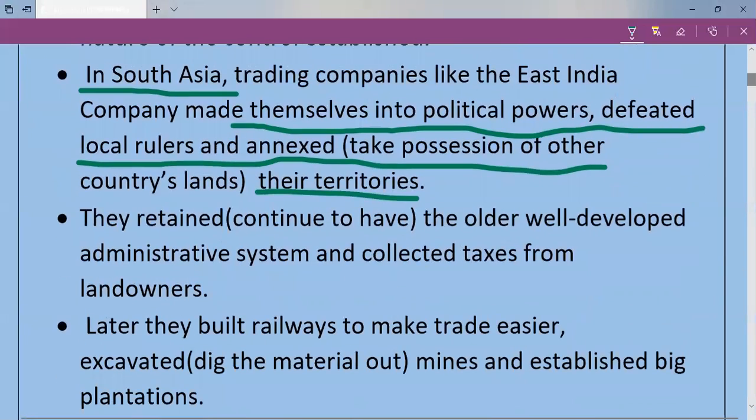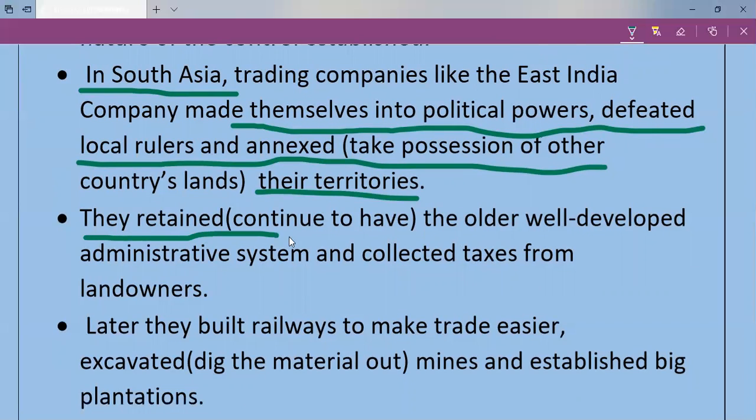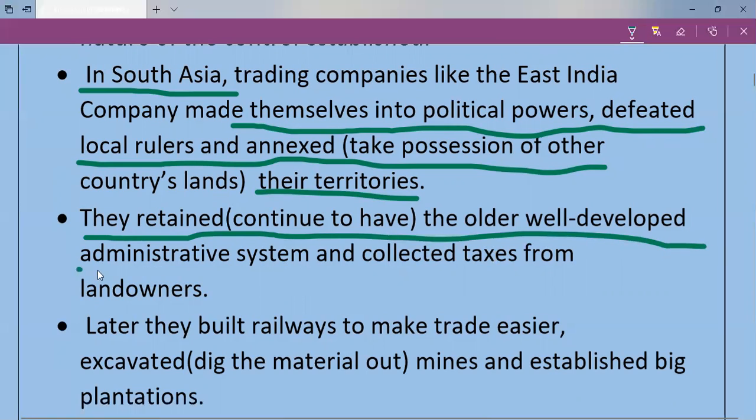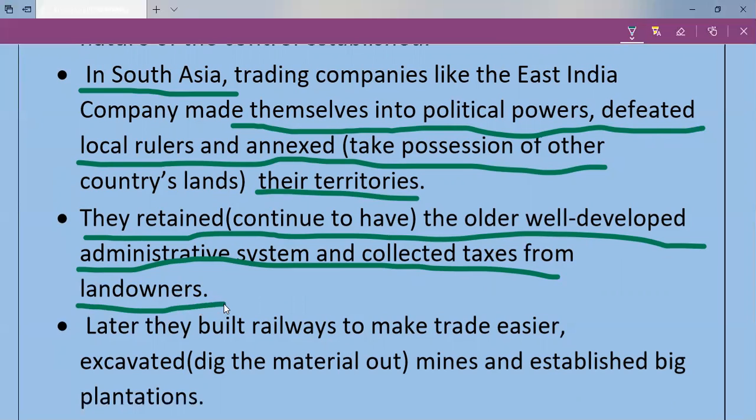They retained the older, well-developed administrative system and collected taxes from landowners, like establishment of local self-government. Then in some places, they also had puppet rulers. So in many places, they retained the old administrative system. They did not change the ruling pattern. And they collected land revenues or taxes from landowners because they needed money. Those who had land were imposed with taxes.